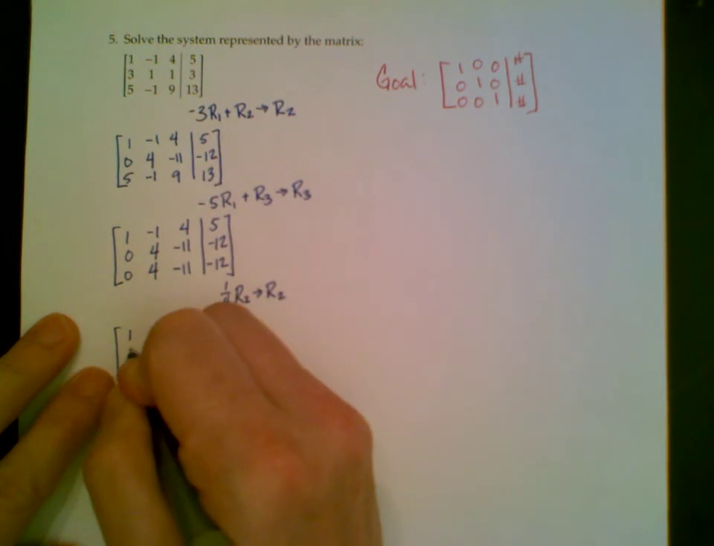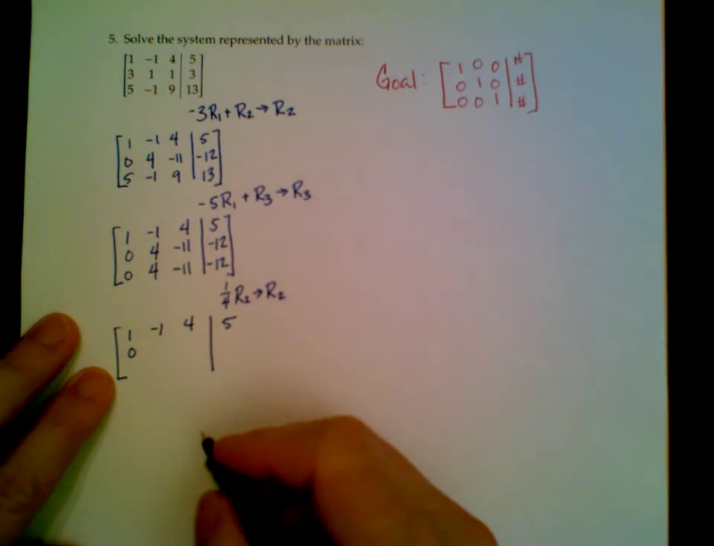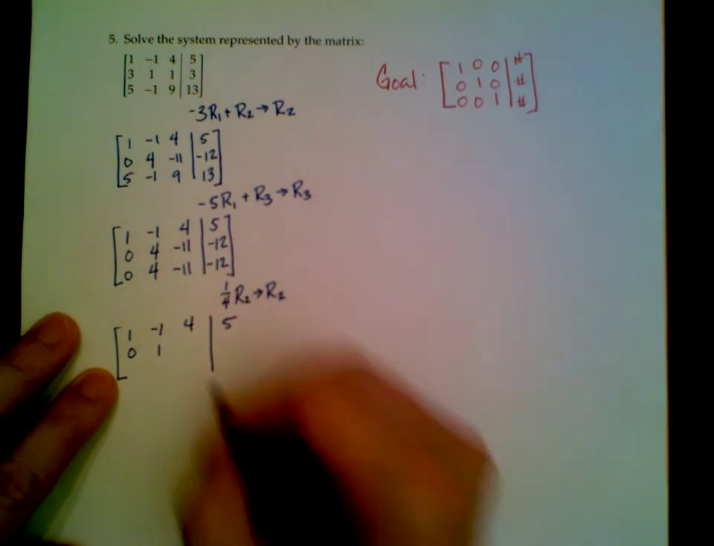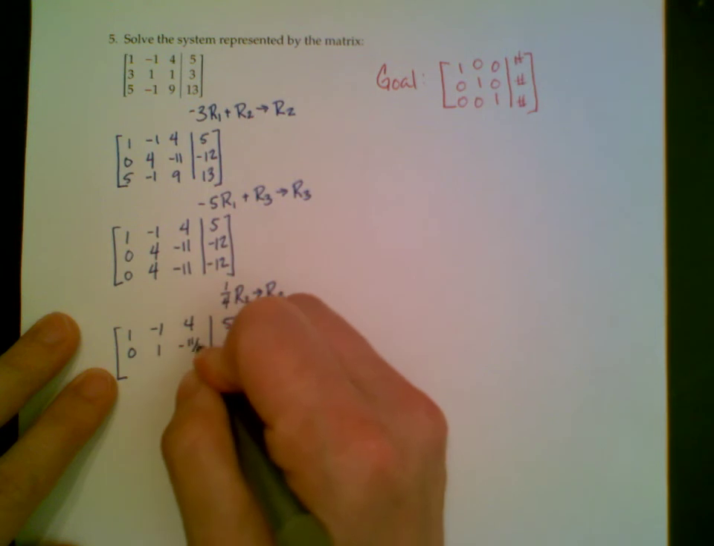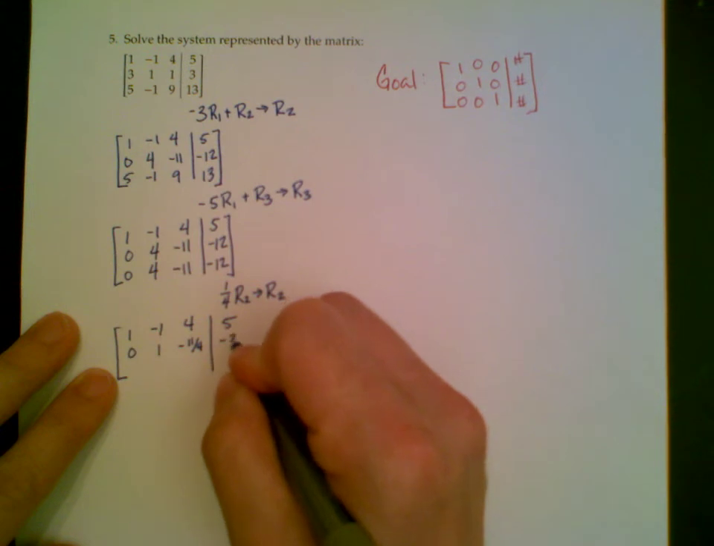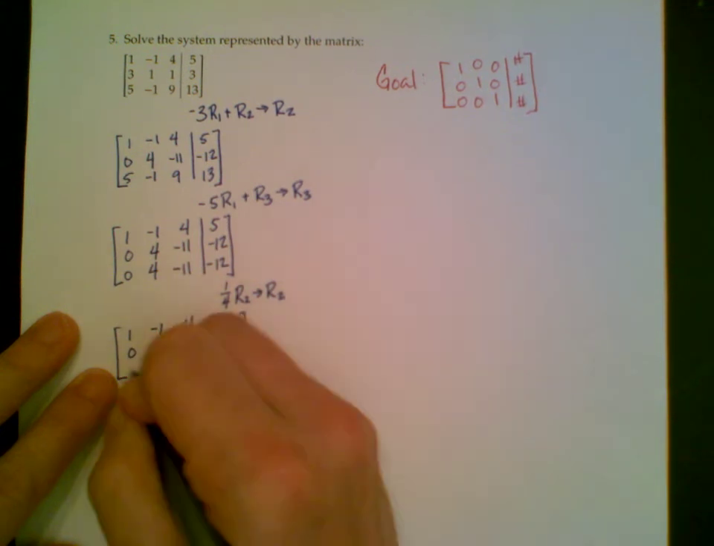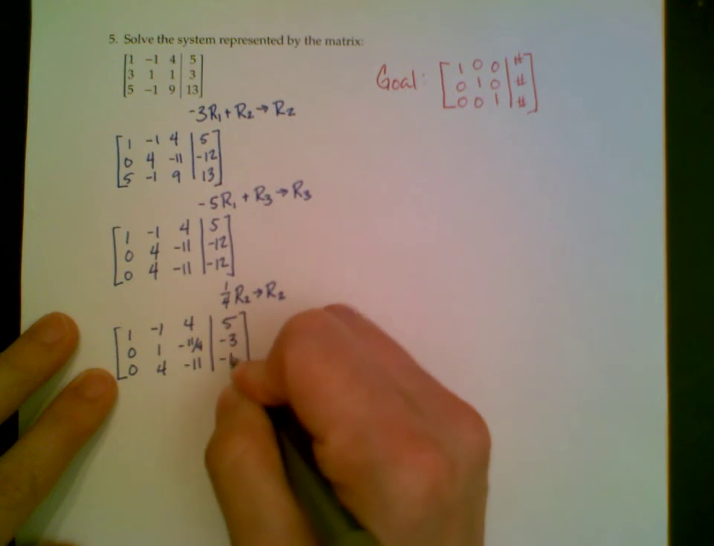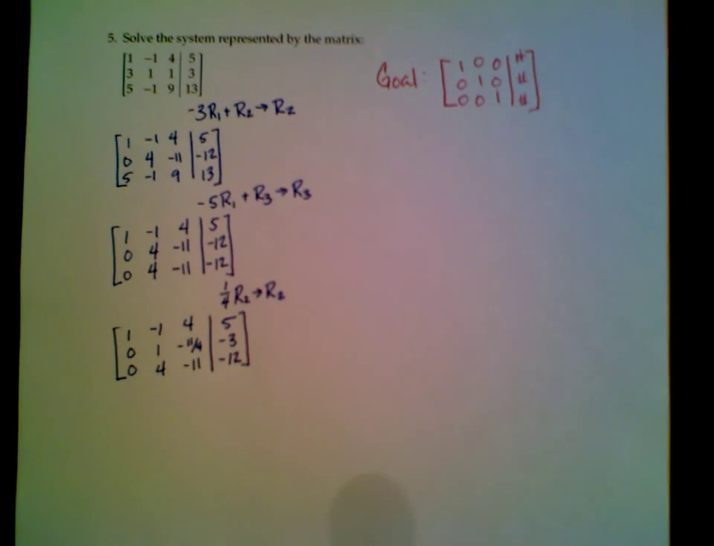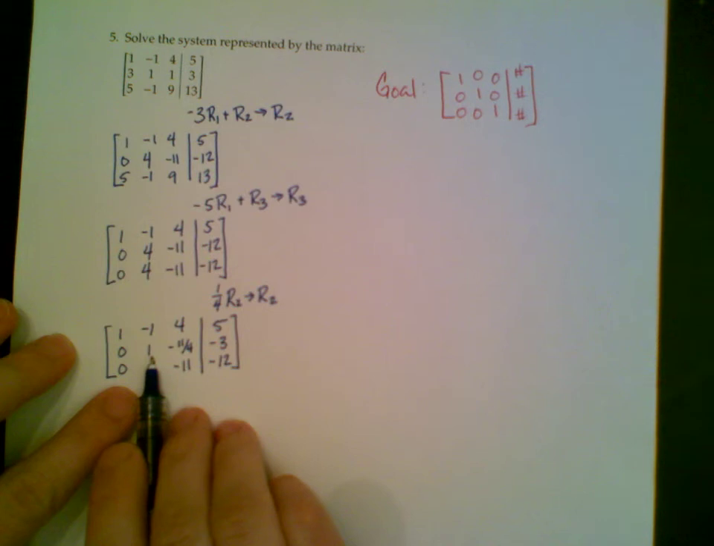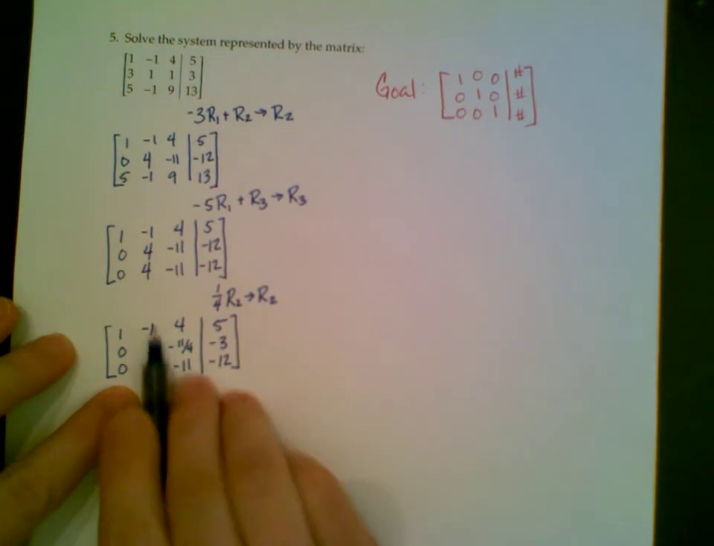All right, so 1/4 times 0 is 0. 1/4 times 4 is 1. 1/4 times -11 is -11/4. And 1/4 times -12 is -3. There we go. And so now we've got our 1 where we want it. Now we just need to get our zeros in both these places.